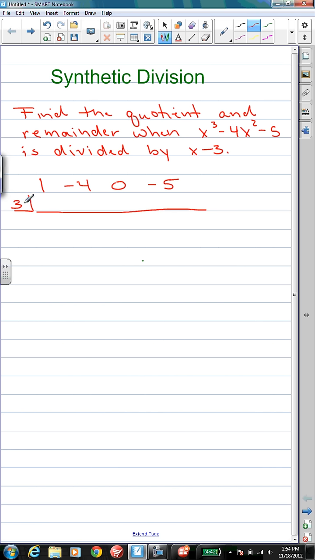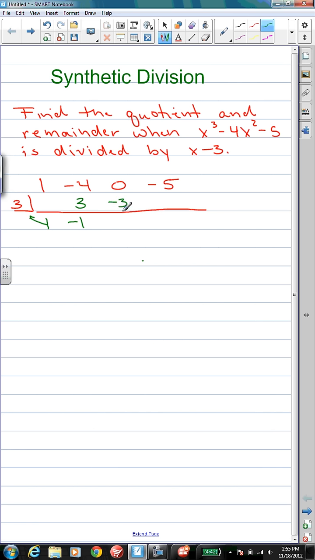Okay, the first step is that I bring down my first coefficient. So my first coefficient was a 1, so I bring it down and it goes here. Then I take the 1 and I multiply it by my divisor of 3. So 1 times 3 is 3. And then I combine the negative 4 and positive 3, I get negative 1. I multiply the negative 1 by the 3 and I get negative 3.